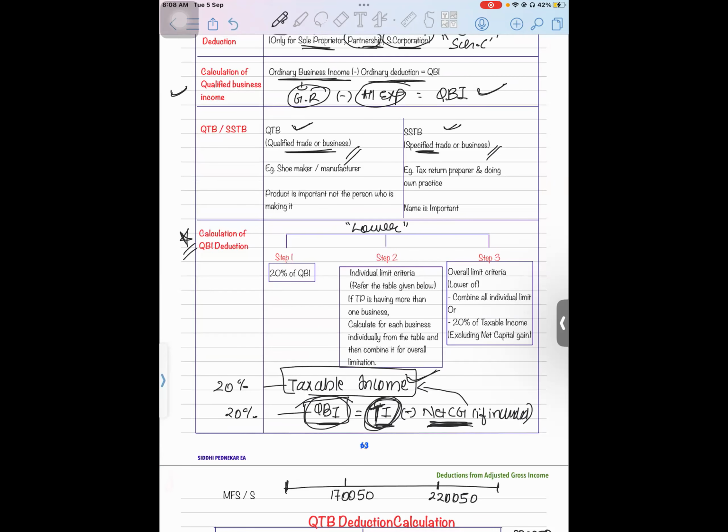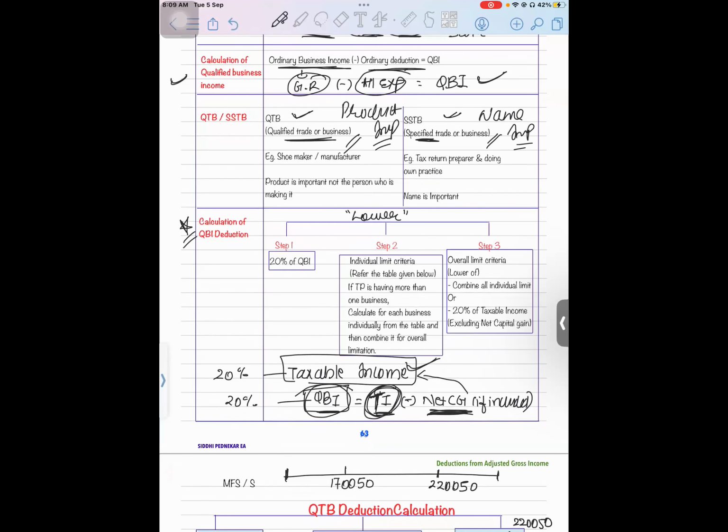Where a particular person, let's say a CPA, is there, without his PTIN, without his signature, you are not going to file the return. You are not going to, I can say, file the audit report, right? The signature is important. That person is important. His own PTIN is important. So the name of a person is important. Here, the product is important, whatever product they are making. Here, the name is important. Got it? Any question on the difference between these two, guys?